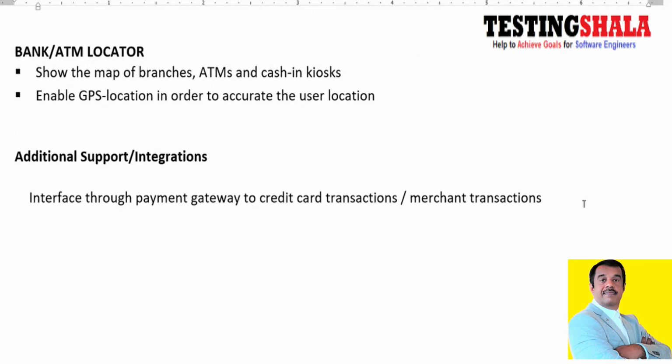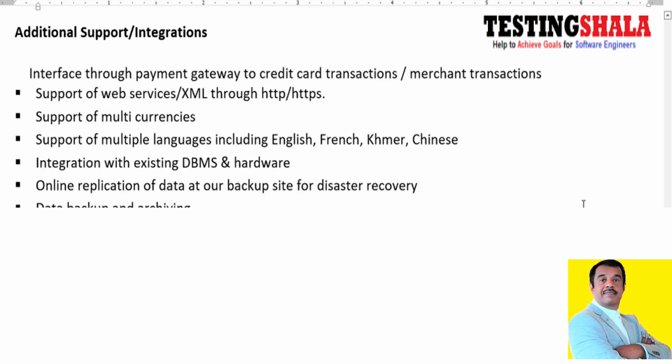The bank application should also have information like a map of branches. Let's say I have 100 branches, based on the branch which I select, I should be able to view the map using Google Maps, and I should be able to view the ATM location, cash and kiosk. And apart from this core banking functionality, there is also additional support that should be provided by the bank application.